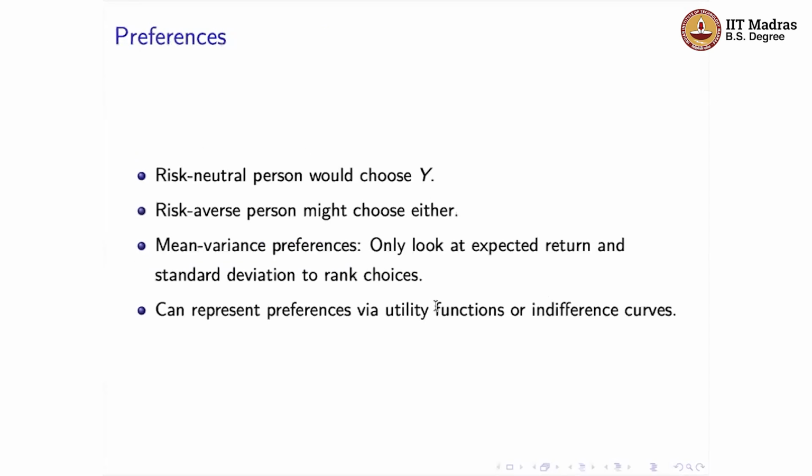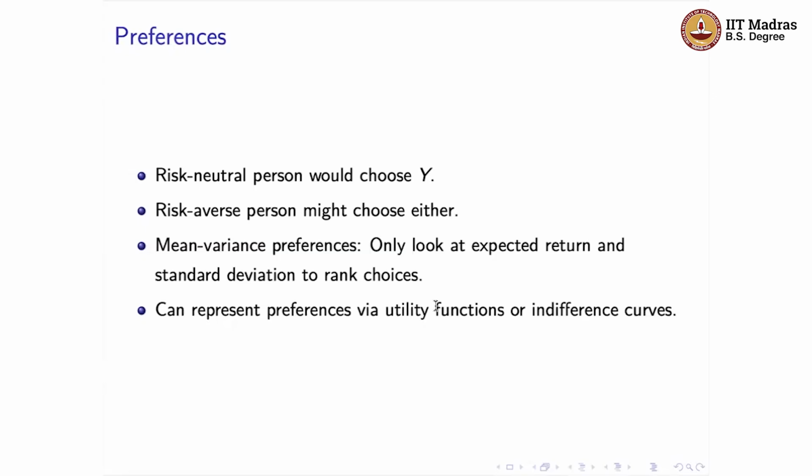In order to think about questions like this, that's why we looked at a class of preferences called mean variance preferences. This is probably the simplest structure to look at the preference of somebody who might dislike risk. When we say that somebody has mean variance preferences, what we mean is that person only looks at the expected return and the standard deviation of different alternatives to rank those alternatives. And we can represent these preferences via utility functions or indifference curves as usual.